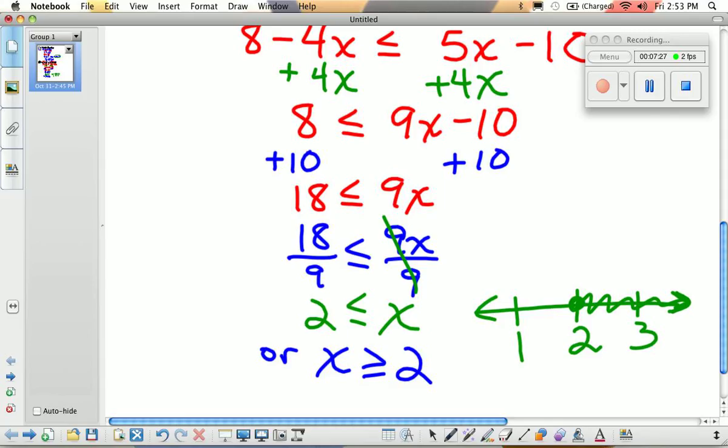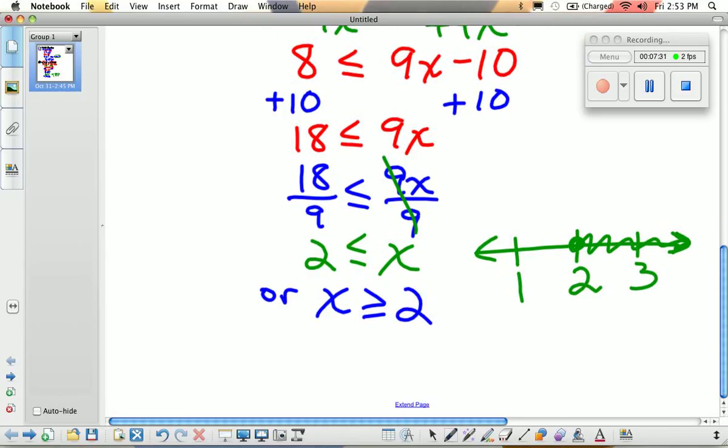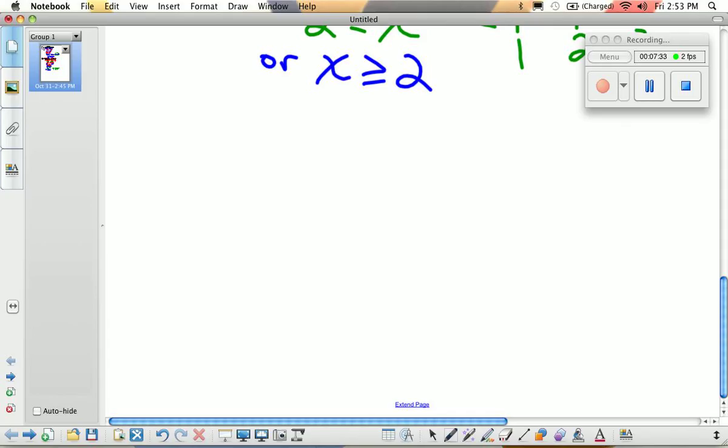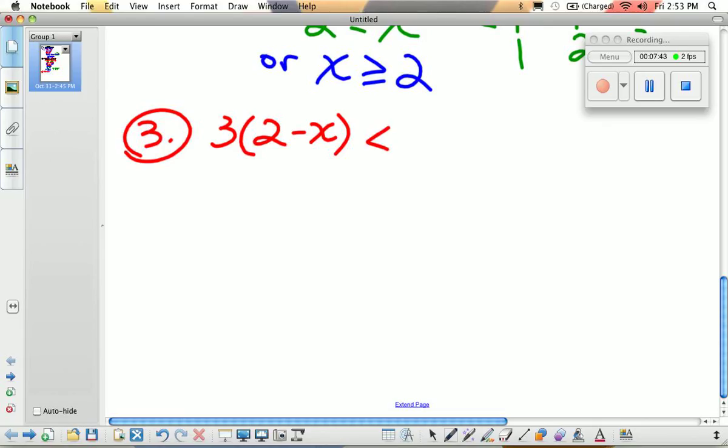Questions? We have 5 to do, so we're almost half done. We're on number 3. I want you to solve an inequality that, again, is going to need some simplifying before you solve it. Make sure you copy that down correctly to start with. And let's see what happens in this one.